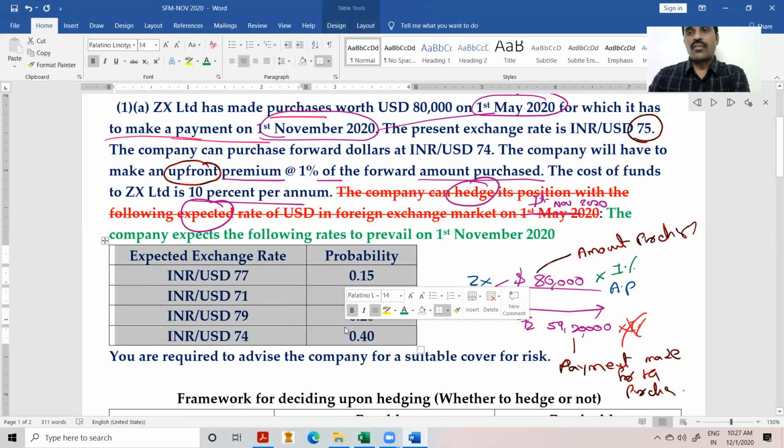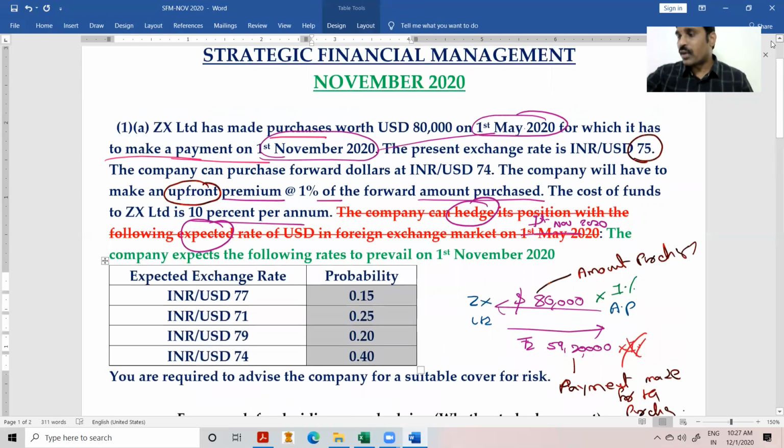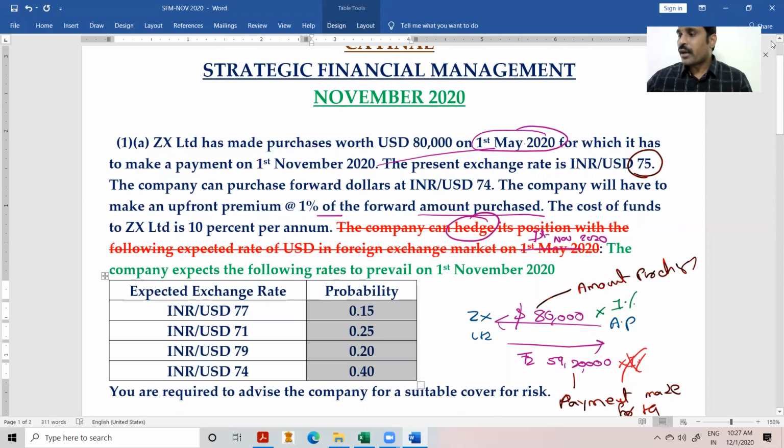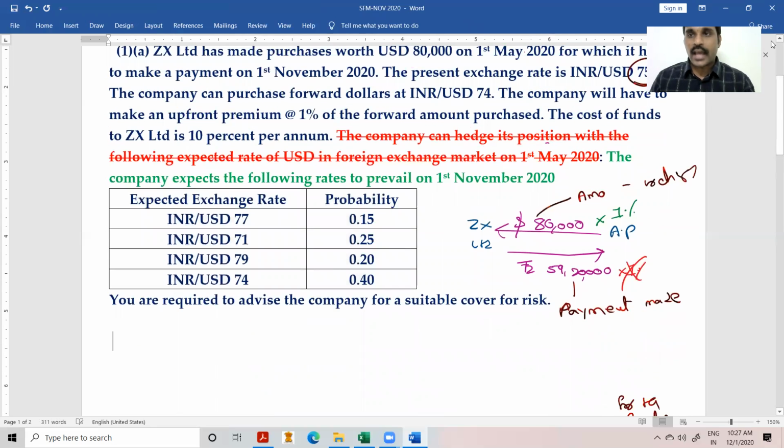So for examination solving, it's fine. Even for your knowledge's sake, you should think about how these forward probabilities make sense, whether these probabilities make sense or not. Yes, these probabilities will make sense. How? If you look at this point, the forward rate may not exactly predict the future spot rate, but to a great extent, forward contracts will predict the direction. They may not predict the exact distance.